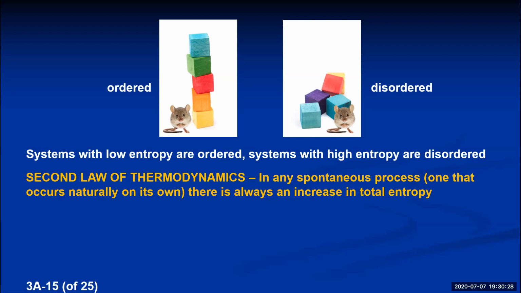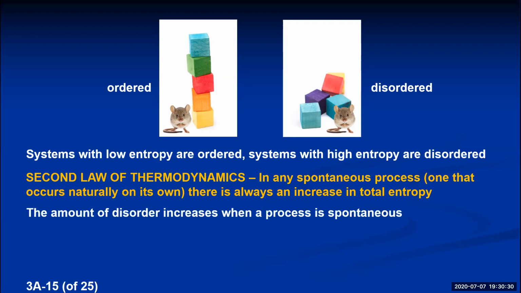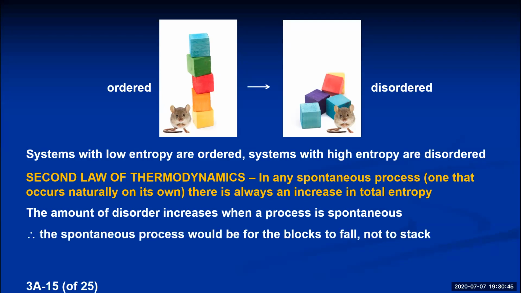You're going from ordered to disordered. So the amount of disorder increases when a process is spontaneous. So what process do you think would be spontaneous? The blocks on the left turning into the blocks on the right, or the blocks on the right turning into the blocks on the left? It's always going to be this way. The ordered blocks will turn into disordered blocks. So the spontaneous process would be for the blocks to fall, not to spontaneously stack up.